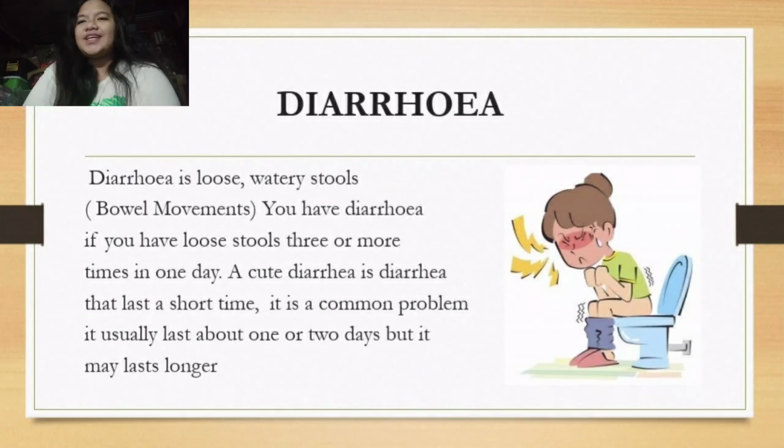Next, diarrhea. Diarrhea is loose, watery stools or bowel movements. You have diarrhea if you have loose stools three or more times in one day. Acute diarrhea is diarrhea that lasts a short time. It is a common problem. It usually lasts about one or two days, but it may last longer.